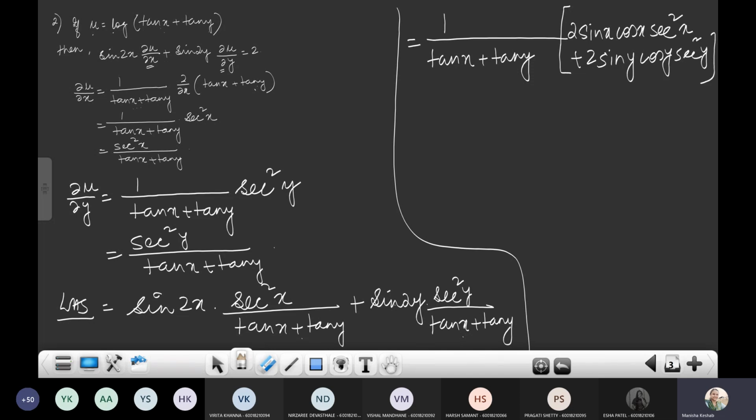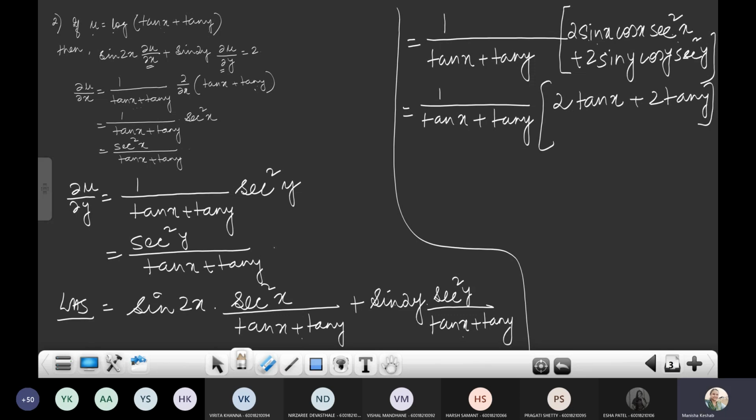So one cos x and sec x got cancelled, then one cos y and sec y got cancelled. So you have sine x into sec x. Sine x into sec x means what? Sine upon cos. So that is tan x, plus tan y, and here we will be getting, so 1 will go, here also 1 will go. So sin x upon cos x, that is tan x. So we are getting 2 tan x plus 2 tan y. I hope this is clear.